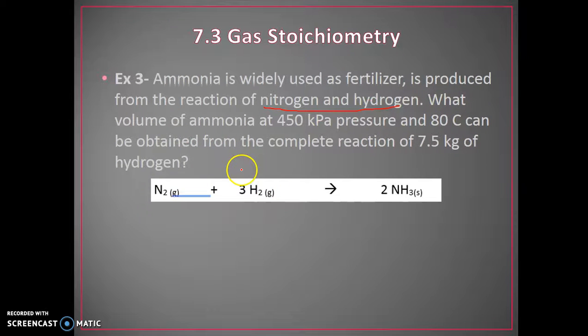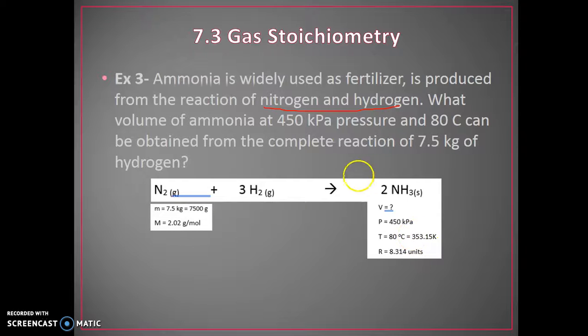And then I would write what I know underneath every single substance. So I'm looking for the volume of ammonia that would be produced. I know the pressure is at 450 kilopascals, the temperature is at 80 degrees Celsius, which I convert to Kelvin by adding 273.15, and R is 8.314. I didn't want to write the unit, so I was lazy. We also know that we are reacting completely with 7.5 kilograms of hydrogen, so I put that in for the mass. That should be over here, sorry. But my molar mass is right.